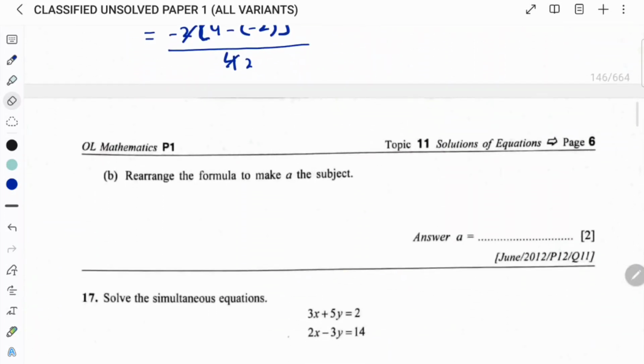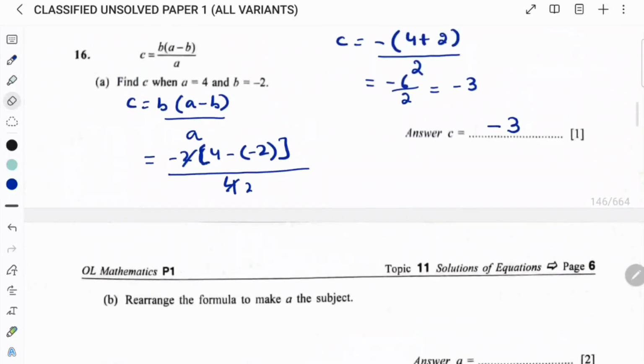The next part of the same question: rearrange the formula to make a the subject. So you just copy down the same formula, that c is equal to b times (1 minus b upon a).